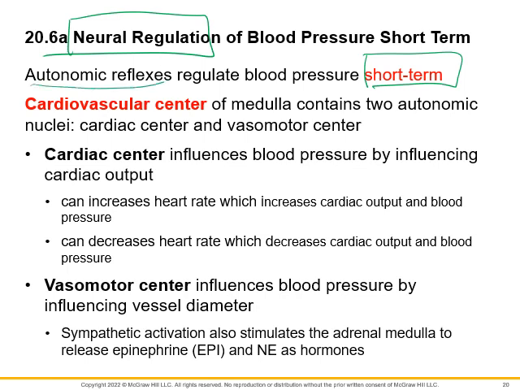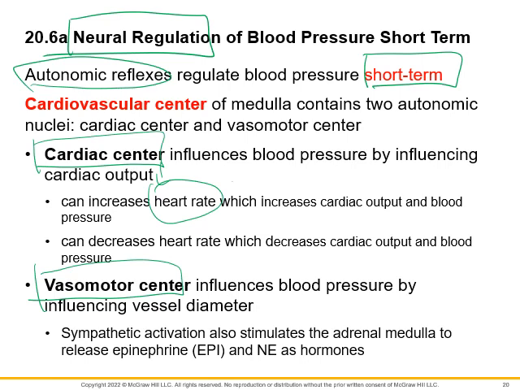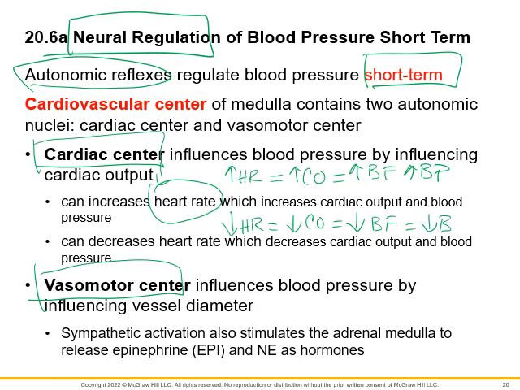You're going to have autonomic reflexes. You're going to have a cardiac center and a vasomotor center. Cardiac center basically talks to the heart, and it has two factors. It can increase heart rate. If you increase heart rate, you increase cardiac output, which increases blood flow, increases blood pressure. It can also decrease the heart rate, which would decrease cardiac output, which would decrease blood flow, which would decrease blood pressure. There's also the vasomotor center, which influences vessels.